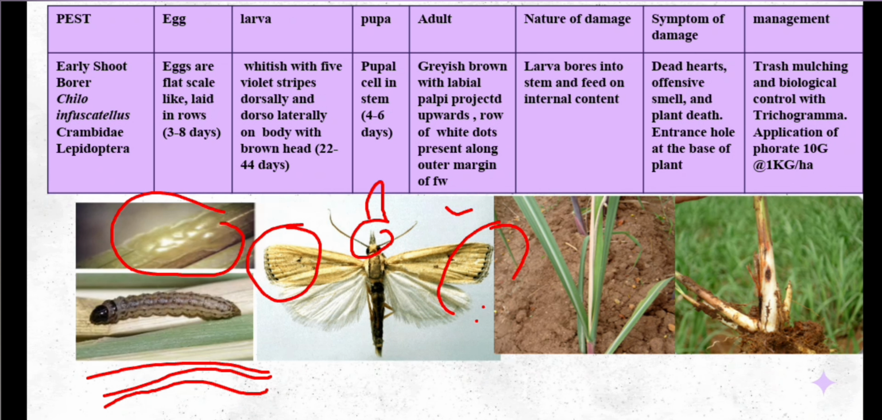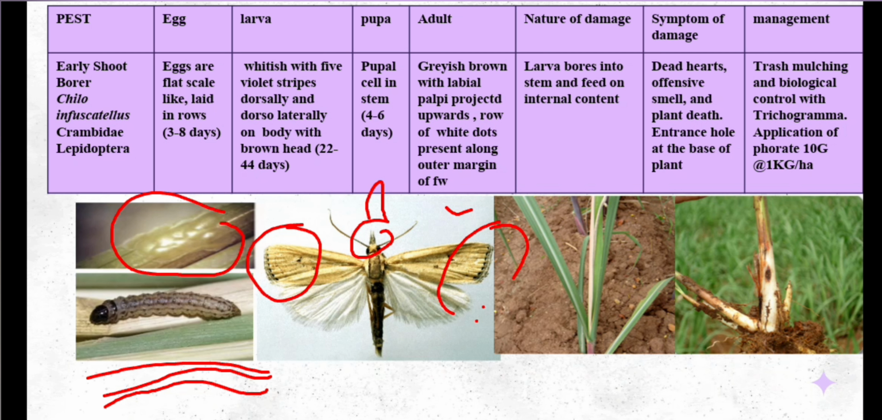And nature of damage: the larva bores into the stem and feeds on the internal content of the stem. Whenever a larva is boring inside the stem and feeding, the topmost leaves will dry. As a result, the symptom will be dead heart with an offensive smell, because the internal tissue will get rotten. That's why we get an offensive smell, leading to plant death.